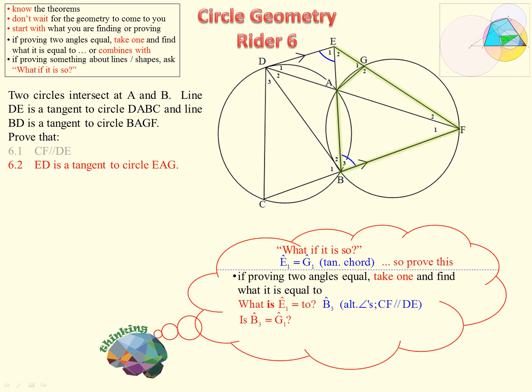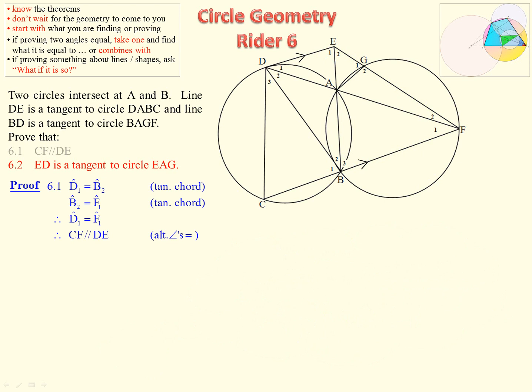And there's the green hint for you. We have a cyclic quadrilateral and there's the exterior angle. Yes, exterior angle, cyclic quad. So we have E1 equal to B3, B3 equal to G1. So by axiomatically, E1 equals G1.